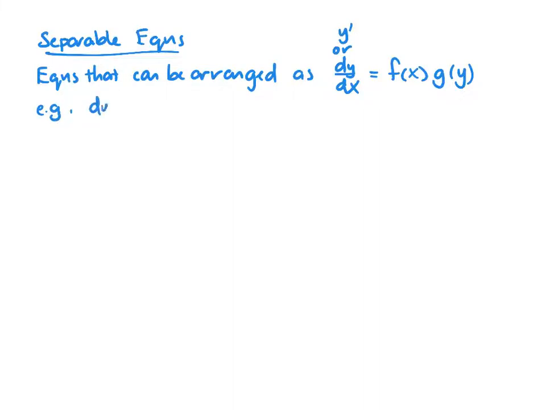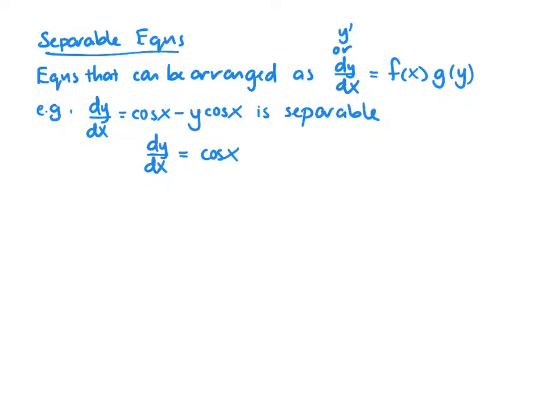So here's an example of this. So dy by dx equals cosine x minus y times cosine x is separable. Okay, why is it separable? Because we can rewrite it as dy by dx equals cosine of x times 1 minus y.